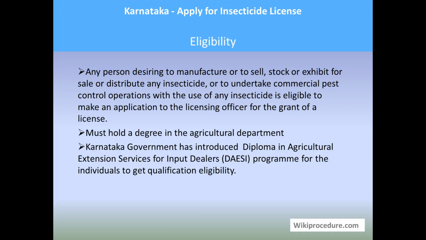Let us see the eligibility. Any person desiring to manufacture, sell, stock, exhibit or distribute insecticide, or to take up commercial pest control operations with the use of any insecticide, is eligible to apply to the licensing officer for the grant of license, and must hold a degree in the agricultural department. The Karnataka government has introduced a diploma in agricultural extension services for input dealers in order to equip the business applicant who is running this business. So please attend these diploma courses if you are not a qualified education holder.